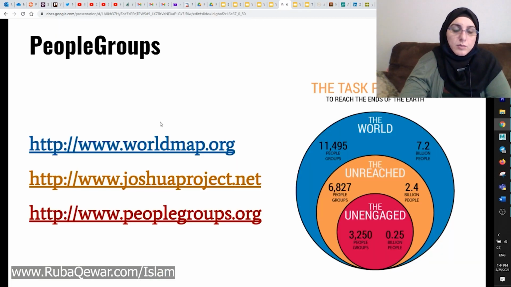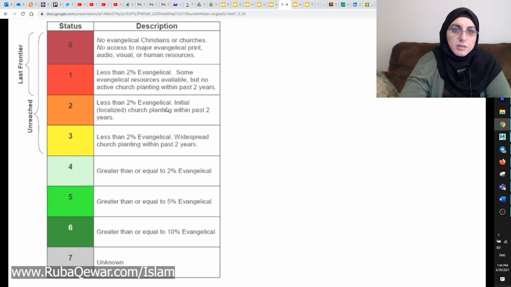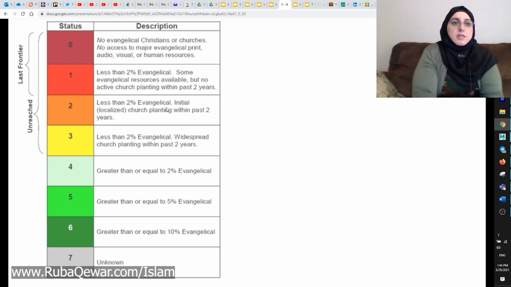So here we go. We have some websites that talk about this. And as I said, if you look at the description of these color codes, the maroon color means that there are no evangelical Christians or churches, no access to major evangelical print, audio, visual, or human resources. Sometimes this is also portrayed in gray or black. That means we don't have any information about that region.